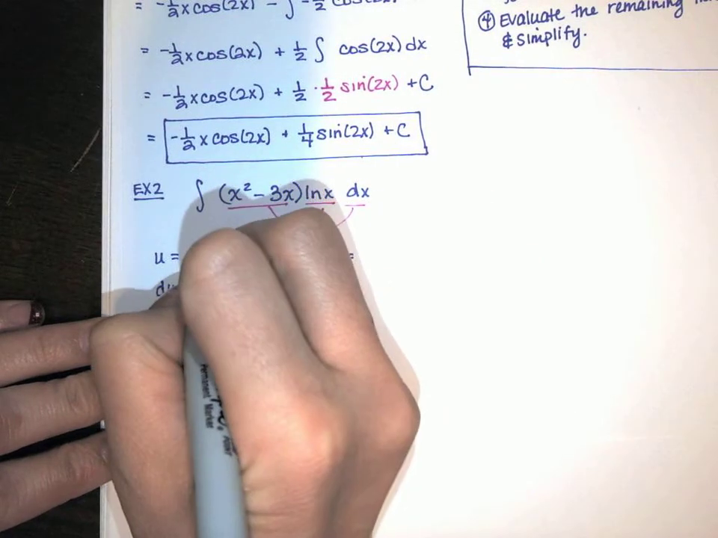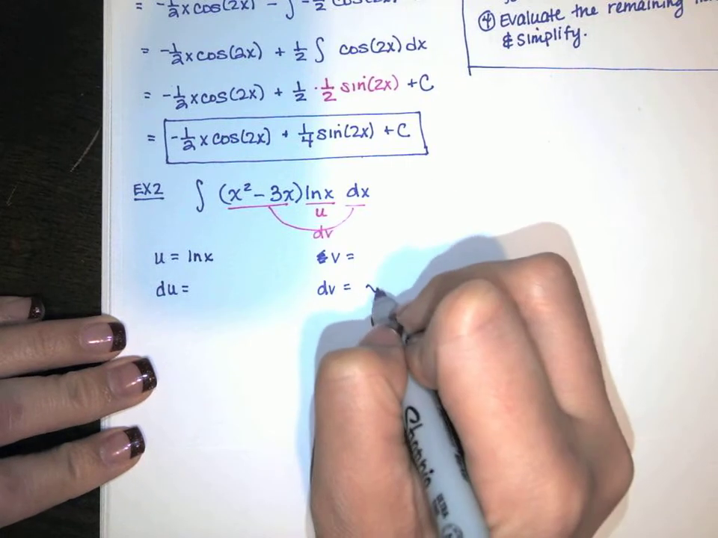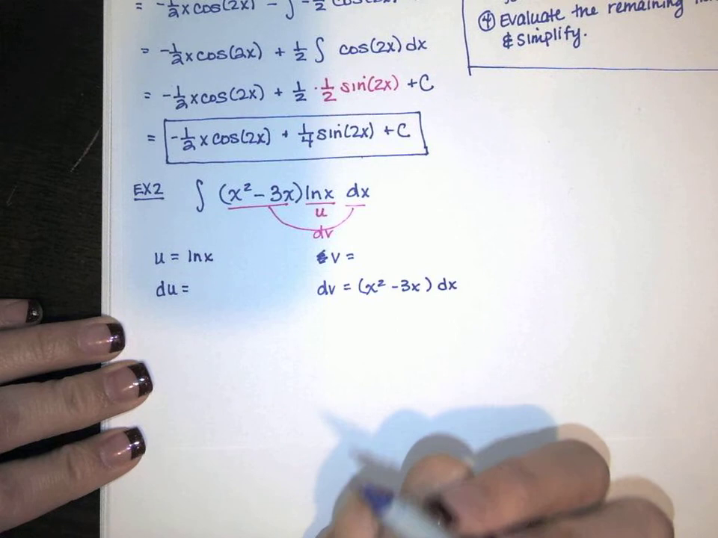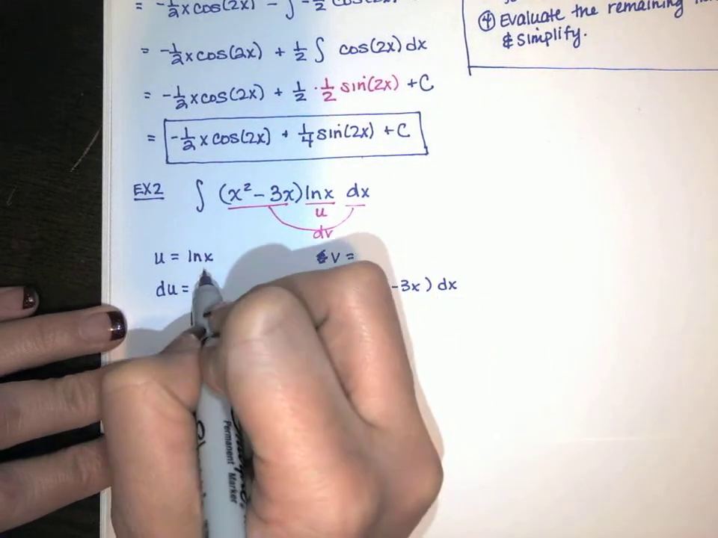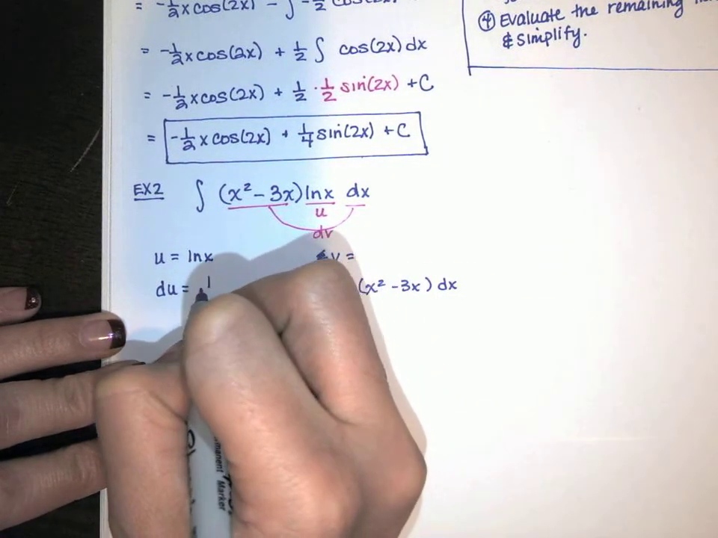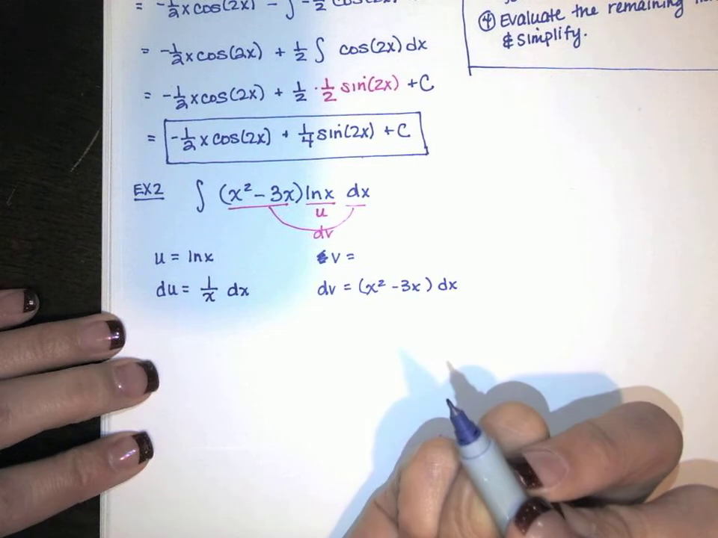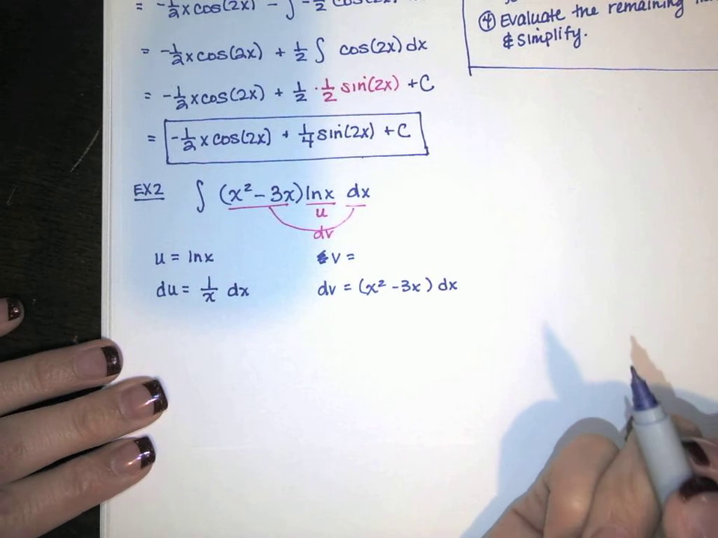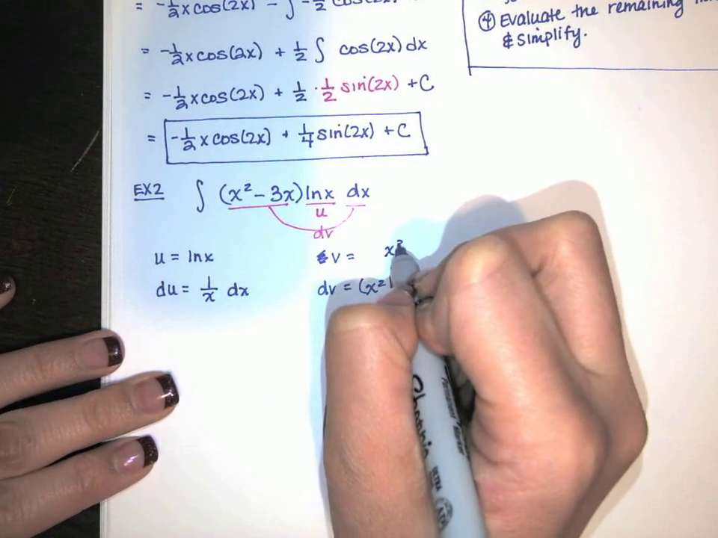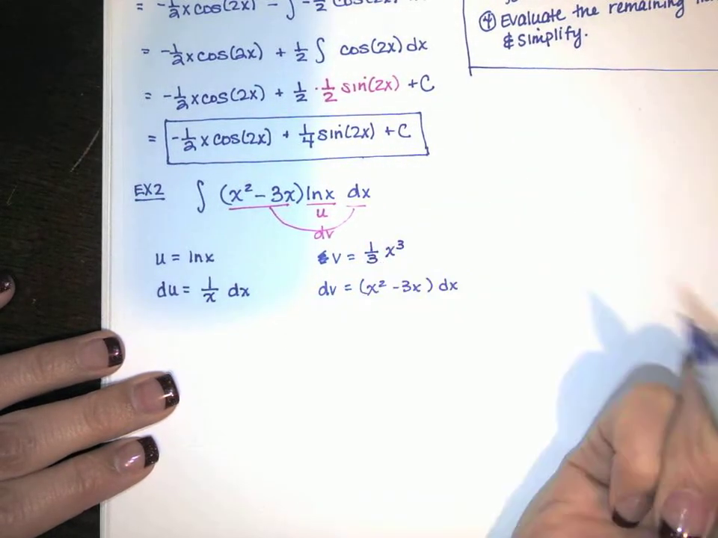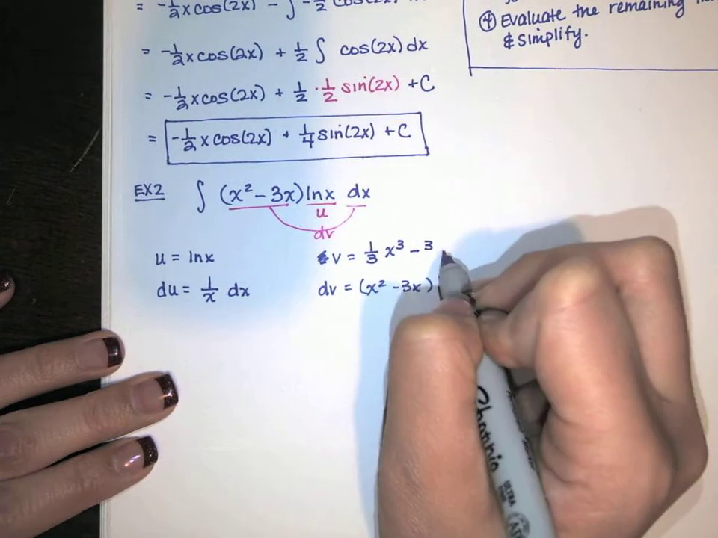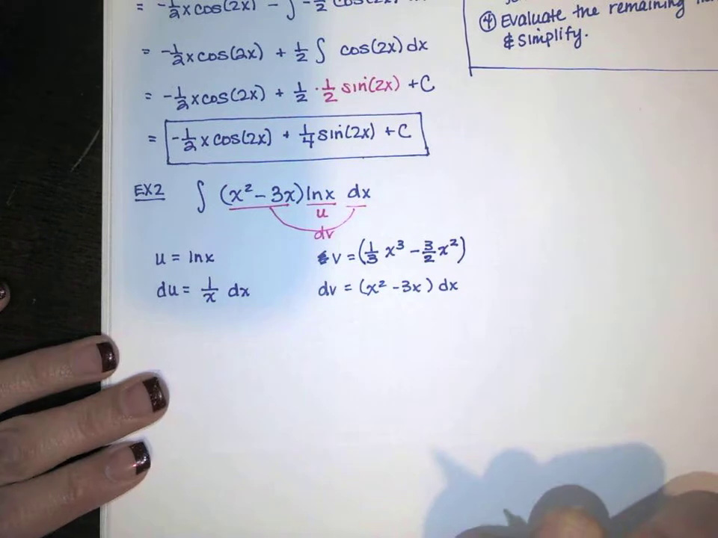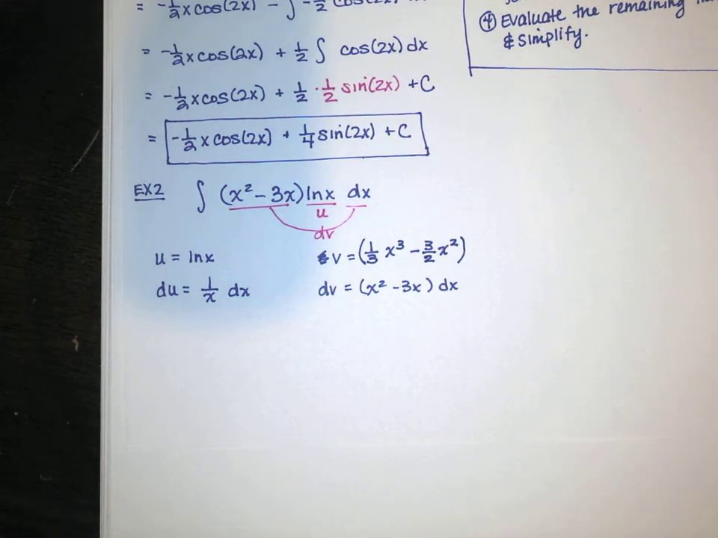So u is natural log of x, and dv is the x squared minus 3x. Don't forget your dx. Now we want to differentiate this. The derivative of natural log of x is 1 over x dx, and the antiderivative of x squared minus 3x, using the power rule, add 1 to the exponent and divide by the new exponent. Bring your constant down. Add 1 to the exponent, divide by the new exponent. We don't need the plus c whenever we do integration by parts.